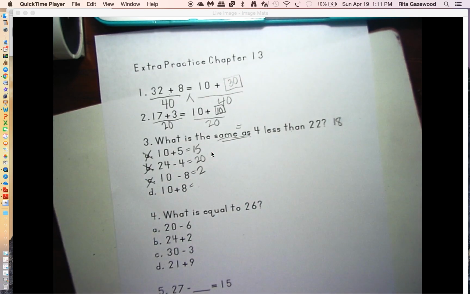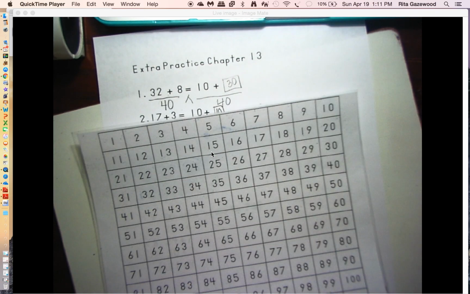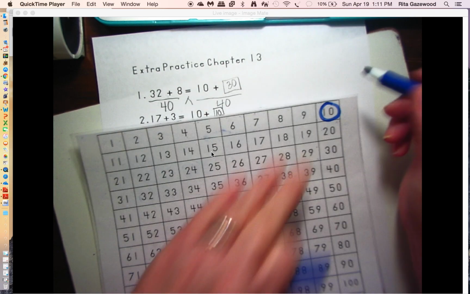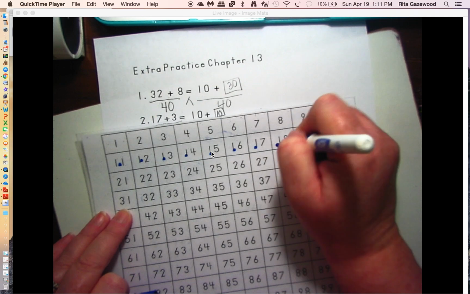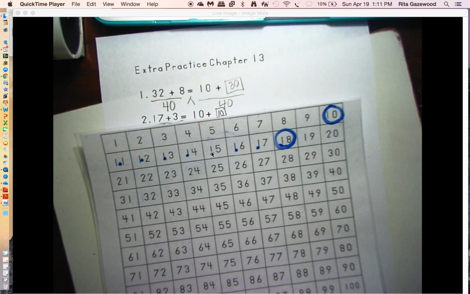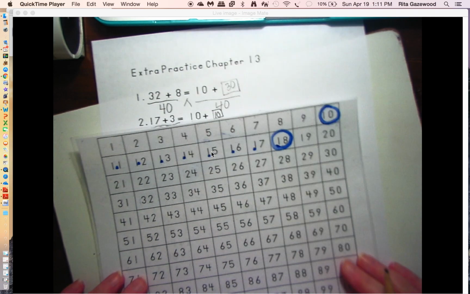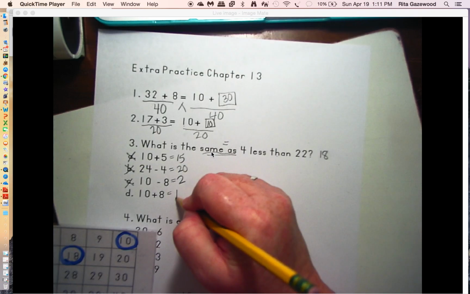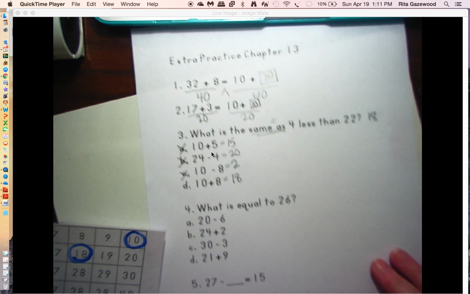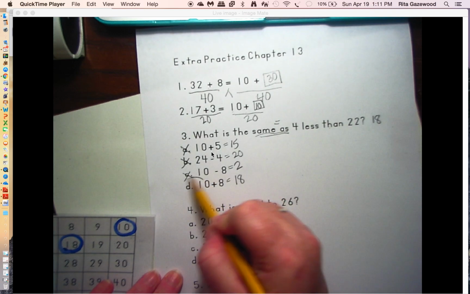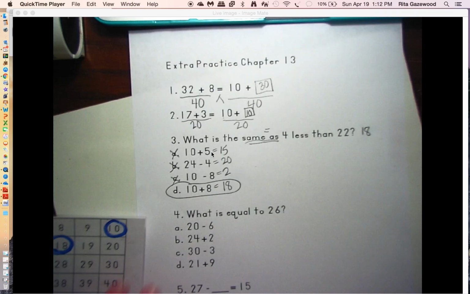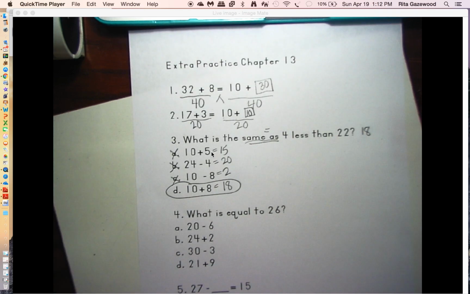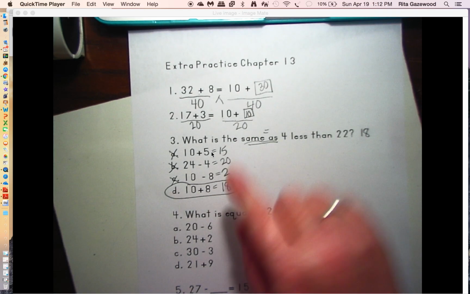Well, it should be the next one, but we'll have to check it just to make sure we did all our math right. So 10 plus 8. So let's start. 10 plus 8. 1, 2, 3, 4, 5, 6, 7, 8. What did we land on? 18. Did we solve the problem? Yes, we did. So what is the same as 4 less than 22? 10 plus 8. Those are equal.